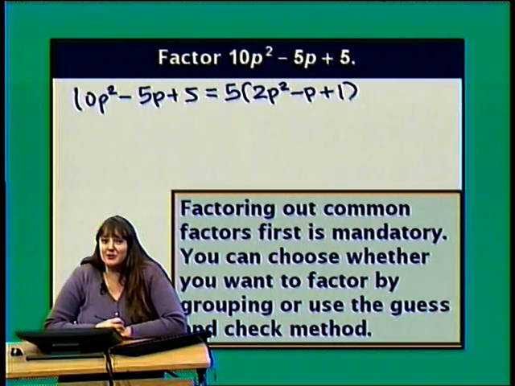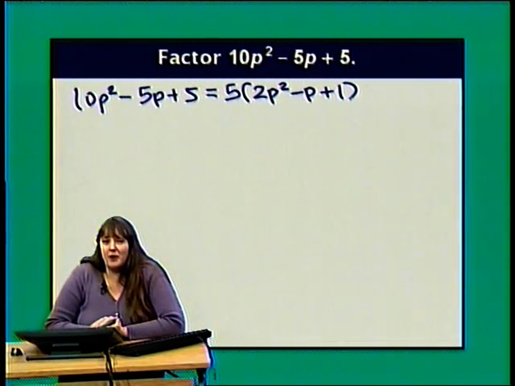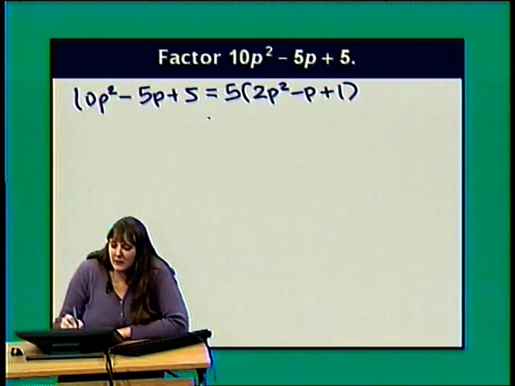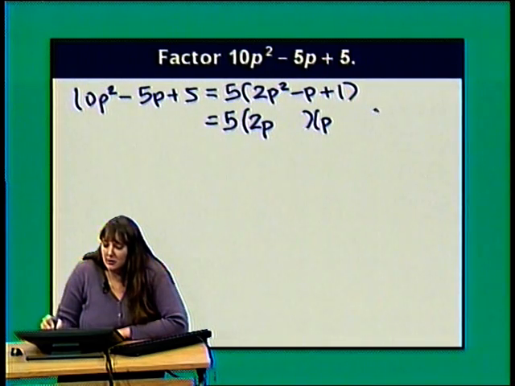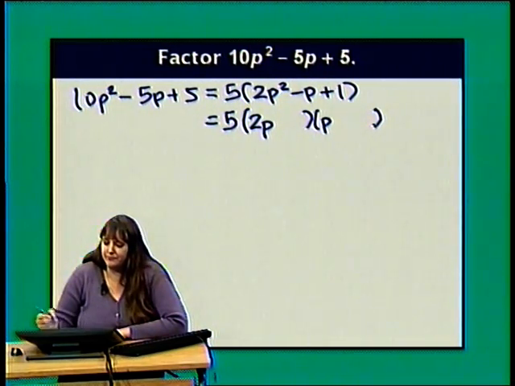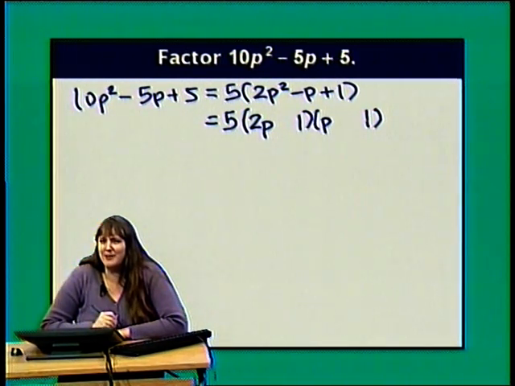Factoring out common factors first is mandatory anytime you're asked to factor a polynomial, but you can choose whether you want to factor by grouping or use the guess and check method. In the last example, I showed both ways. Let's think about how we want to do this one. Well, 2 is prime. 1 has only one choice of factors, 1 times 1. So I think guess and check is going to work here, because the only thing I have to try is 2p and p for the first terms of my binomials, 1 and 1 for the second terms, although I do need to think about sign here.